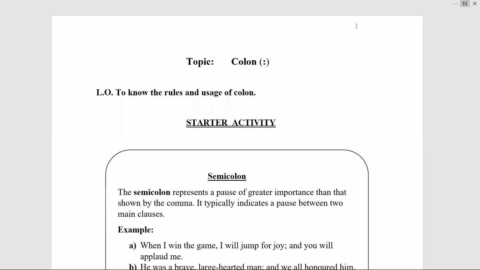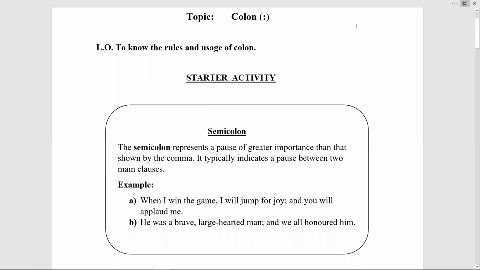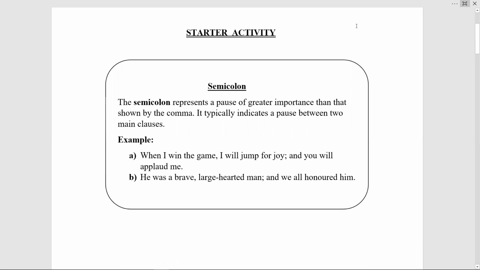So today we are going to discuss what a colon is, where it is used, and what its functions are. The learning objective of today's class is to make you know about different rules and uses of colon. Before directly moving towards colon, I want you to briefly recall a punctuation mark which you have recently done in your vacation work, which is semicolon.